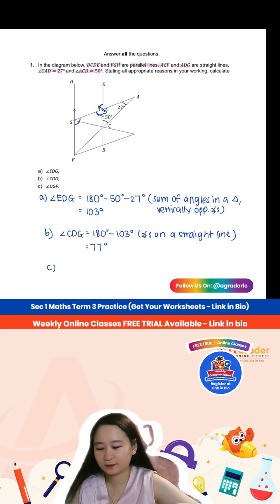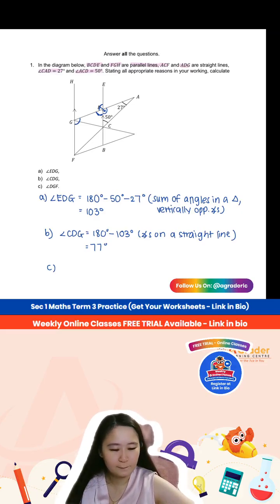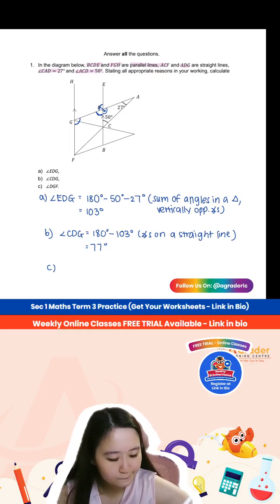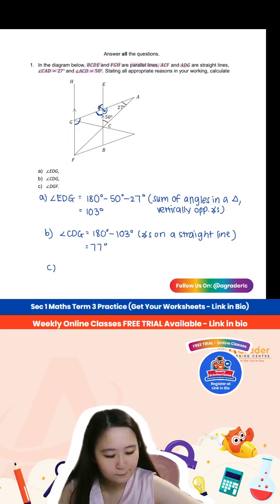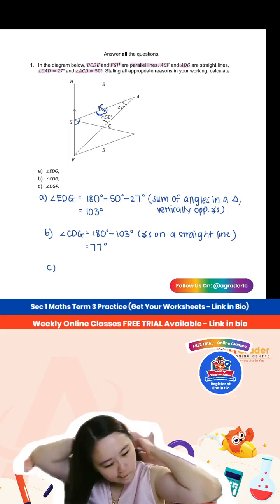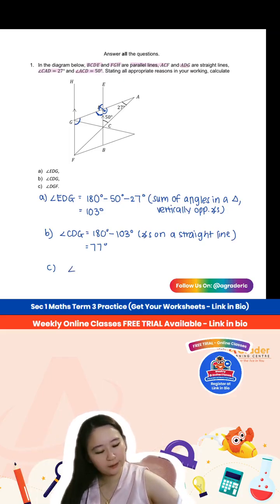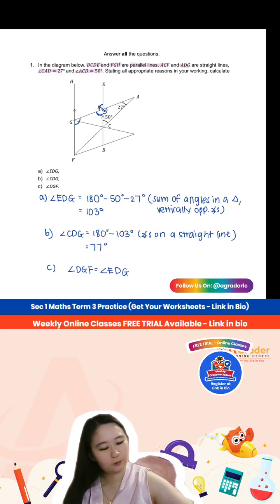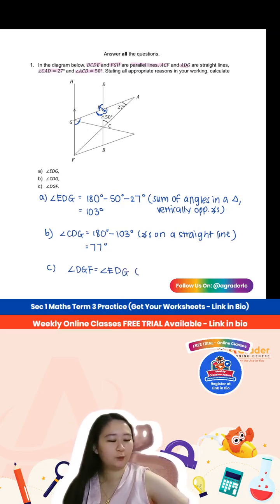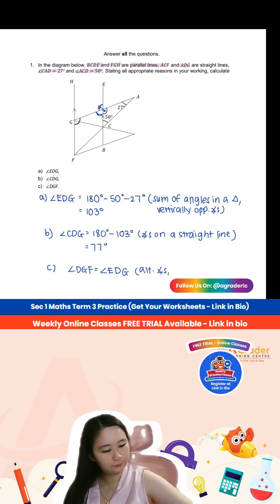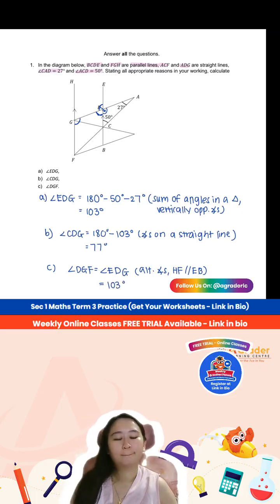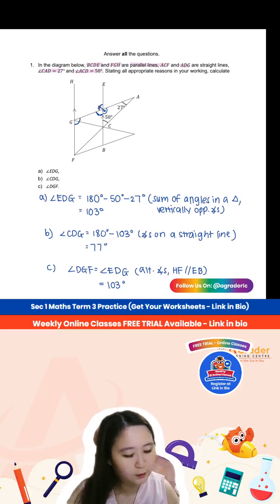Lastly, they're asking for this angle here. Okay, so angle DGF equals angle EDG, which is part A. If you're referring to part A, then it will be alternate angles, and then list the parallel lines: HF parallel to EB. Else you can also use corresponding angles. Corresponding angle will be angle BDA or CDA.